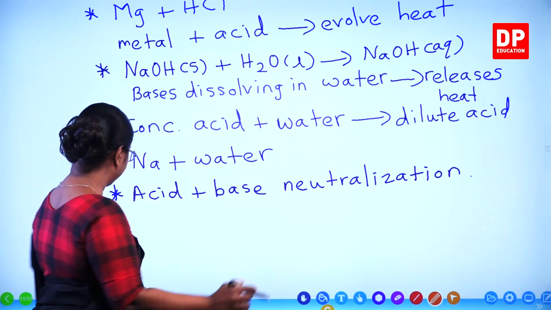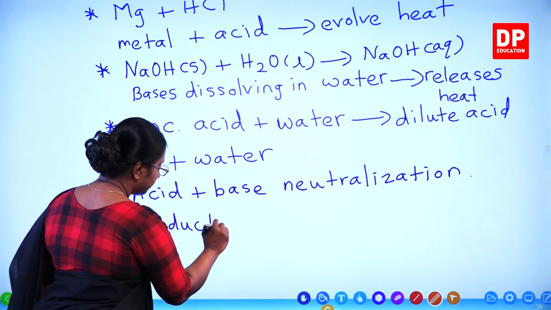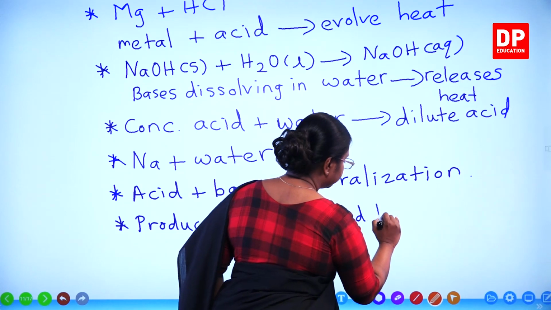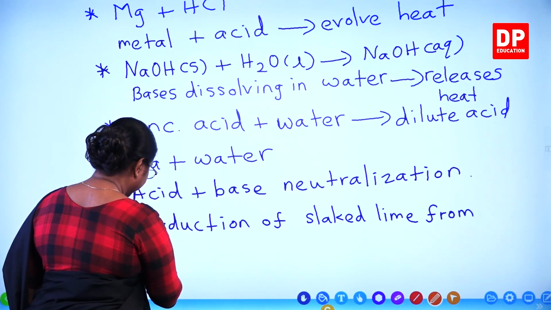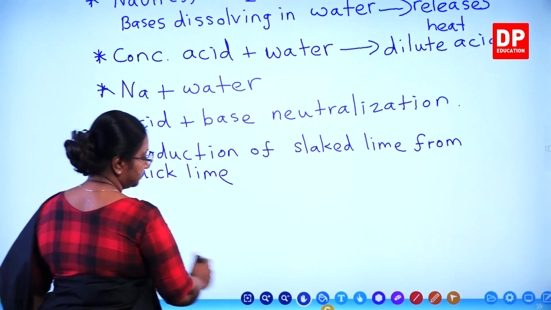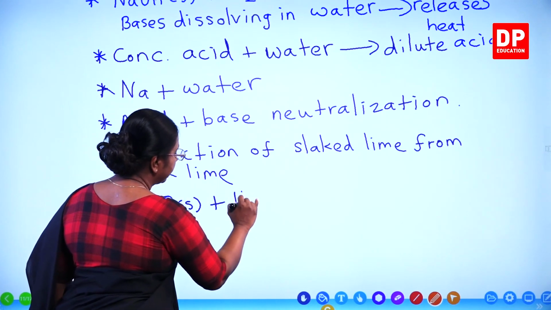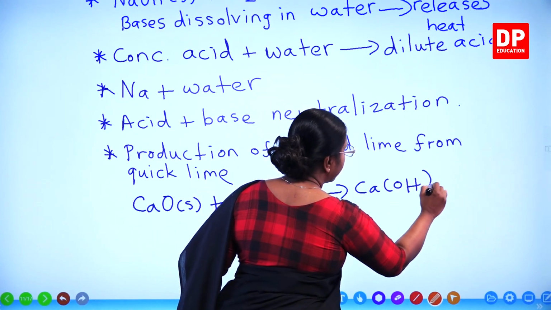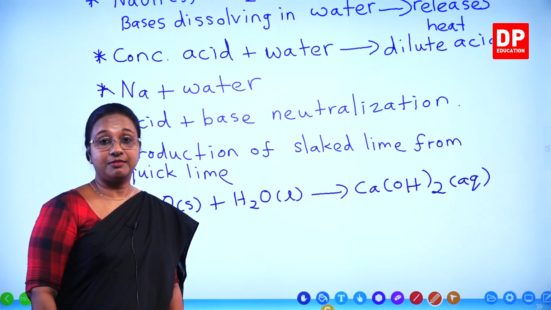Another one, production of slaked lime from quicklime. That is, quicklime is calcium oxide solid. By reacting it with water, we will get calcium hydroxide. That is slaked lime. This is also an exothermic reaction.